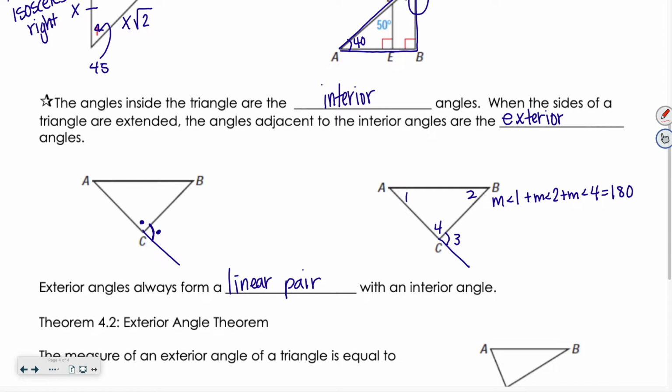They equal 180. They're a linear pair, so they also equal 180. The measure of angle 3 plus the measure of angle 4 equals 180.